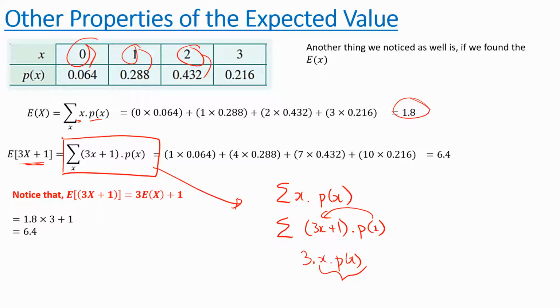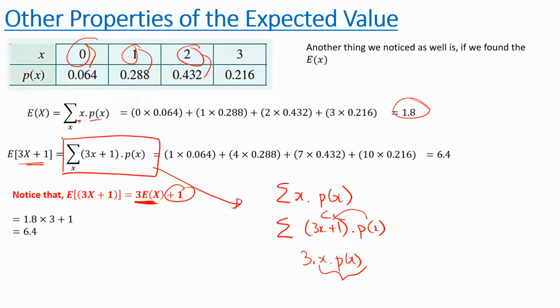x times probability of x. What does that remind you of? This one. That's your expected value. Which makes sense why you have 3 e of x. The question is, well then, why isn't 1 times p of x just plus p of x? Why isn't this part here just p of x?